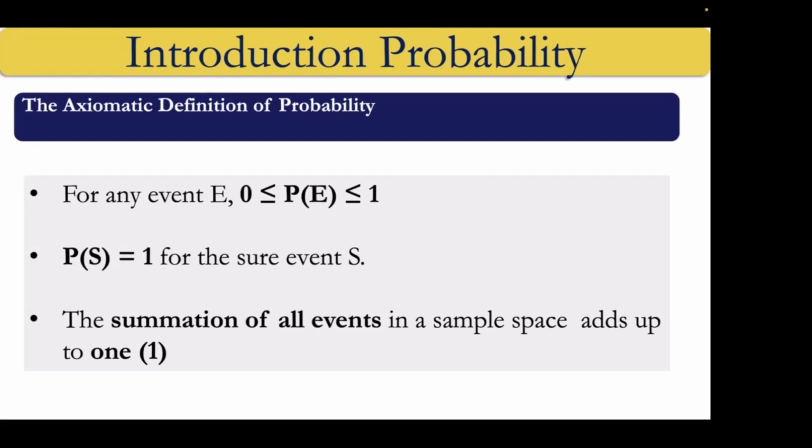They're already defined. So here we know the probability of an event is always between 0 and 1. Then the probability of a sample space is always equal to what? 1. A sure event is always 1. And the last one, the summation of all the events in a sample space also adds up to 1.